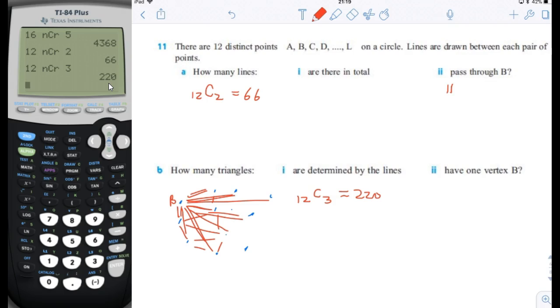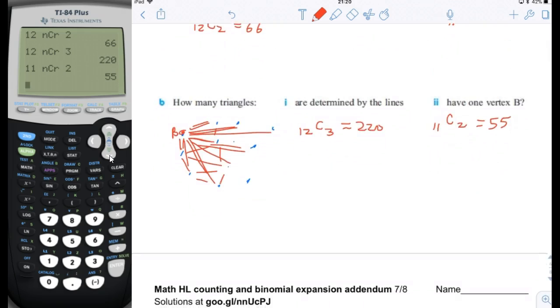And how many of these 220 triangles have a vertex terminating at B? So basically, what you're doing there is you're saying, okay, we got B as one of the vertexes. You can choose the second and third vertex from any of the remaining 11 points. So basically, how many ways can you choose 2 additional vertexes out of the remaining 11 points? So it would be 11 chooses 2. What would be 11 chooses 2? And that would be 55. And that's it for this page.